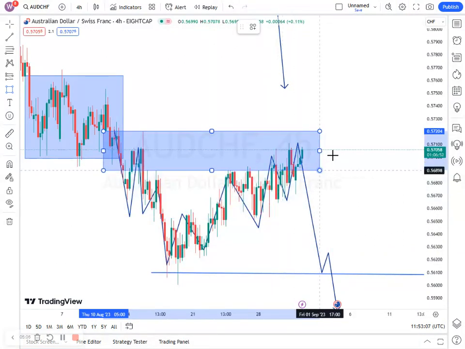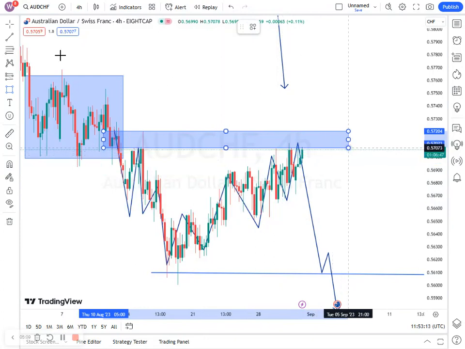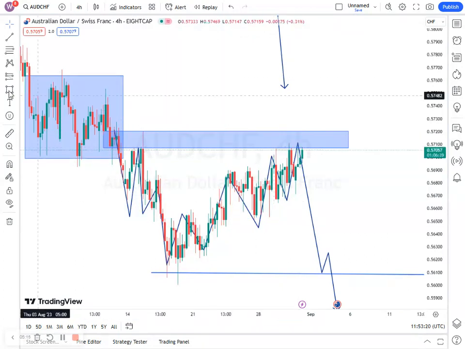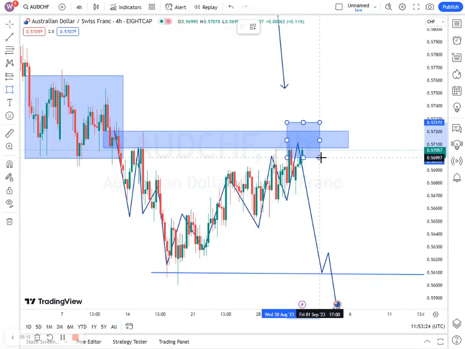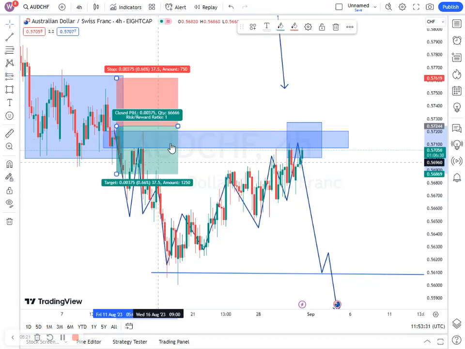So looking at this, we have this supply zone inside that range. Anytime price enters the supply zone, you see that it drops. Price has come again inside the supply zone. So automatically, what do you think is going to happen? It is going to drop again, because you see that when price entered it the first time in this place, see what happened here.